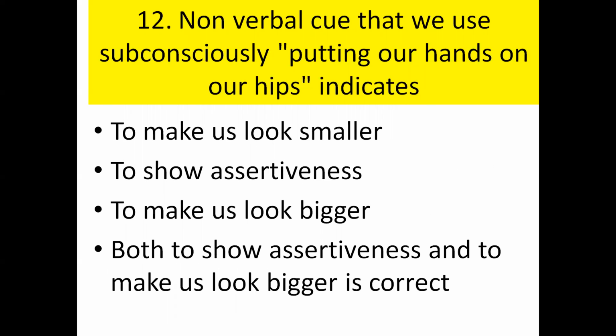Next question, number 12. Non-verbal cue that we use subconsciously, putting our hand on our hips, indicates. Option 1, to make us look smaller; to show assertiveness; to make us look bigger; both to show assertiveness and to make us look bigger is correct.